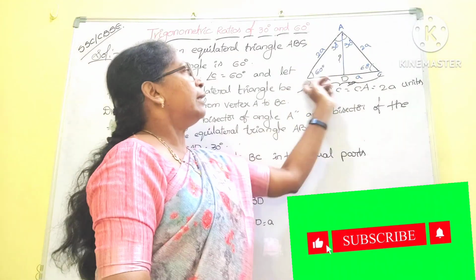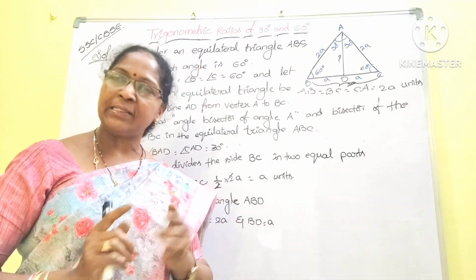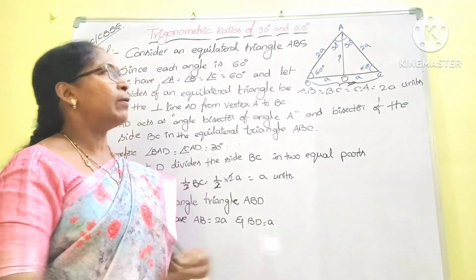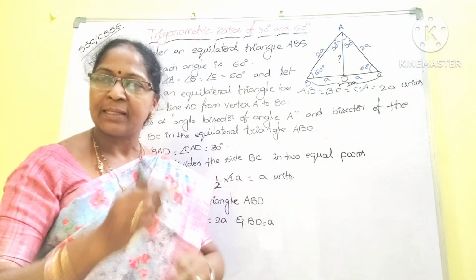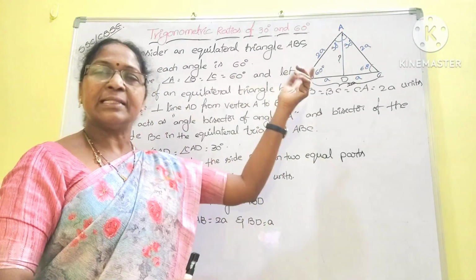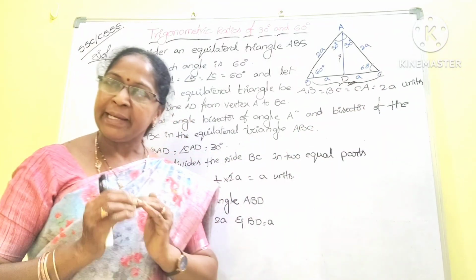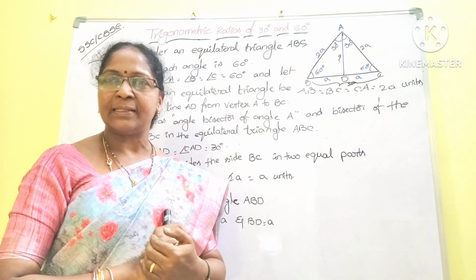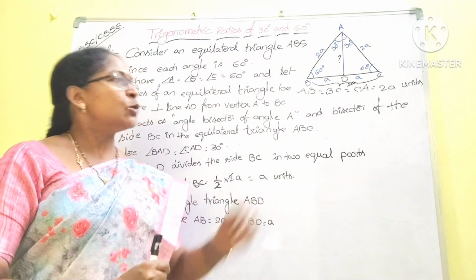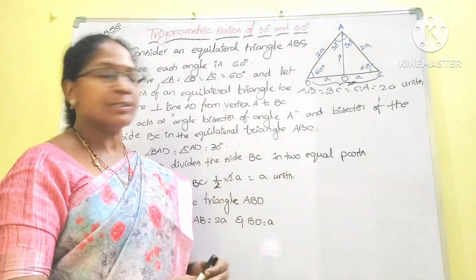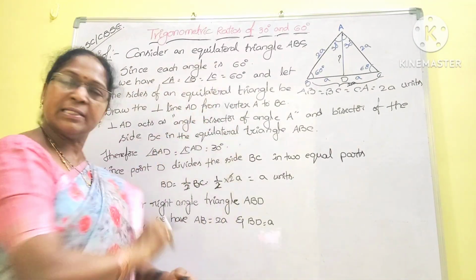In an equilateral triangle, the three sides are equal as well as the three angles. So, AB equal to BC equal to CA. These three sides are equal as well as the three angles. Angle A equal to angle B equal to angle C, and each angle equal to 60 degrees. Why? Because the sum of the angles of a triangle equals 180 degrees. So each angle equals 60 degrees.